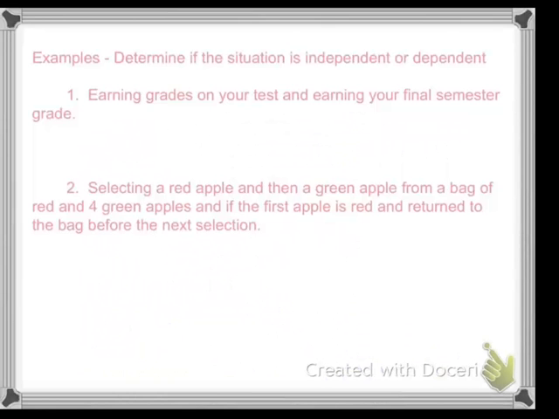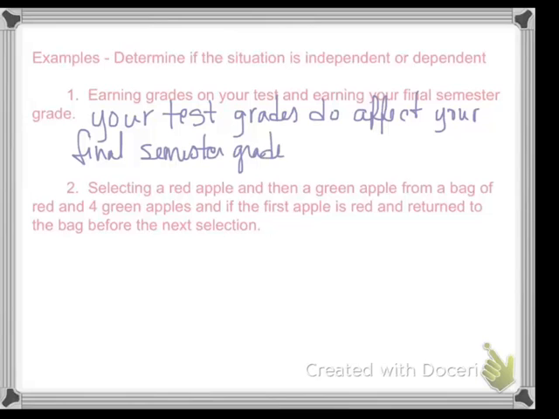So let's determine which situations are independent or dependent probability problems. Example 1 states earning grades on your test and earning your final semester grade. Your semester tests are part of what determines your semester grade. If your test grades are low, then your semester grades will be low. So this is going to be dependent because it depends on what your test grades are.